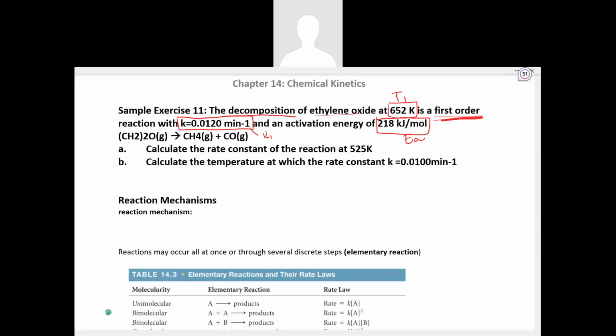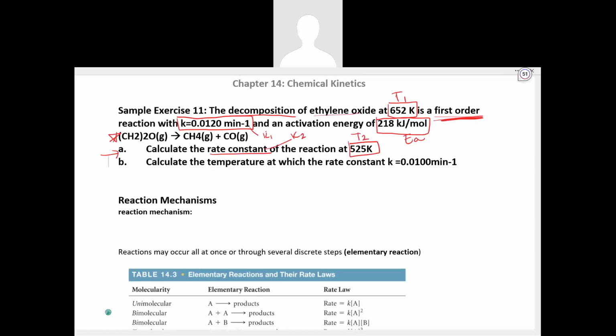And this is the reaction here that we're referencing, this ethylene oxide decomposition. So we're asked to calculate the rate constant. So we'll call this K2, our second rate constant at a different temperature now, T2.